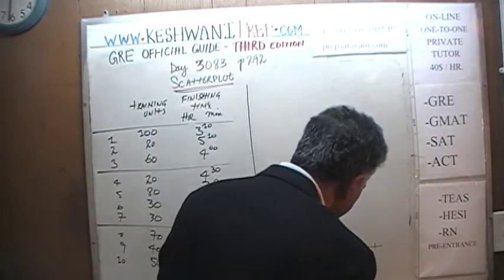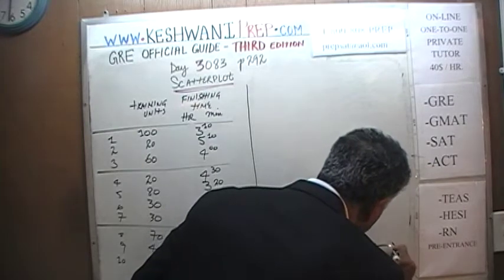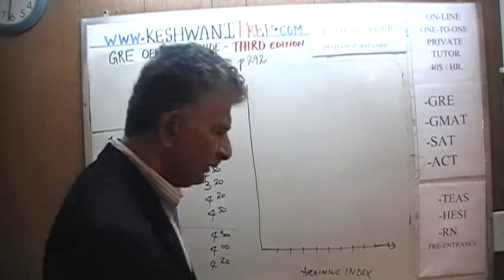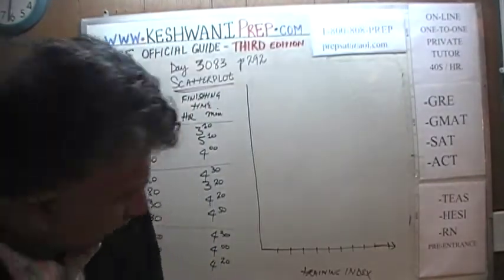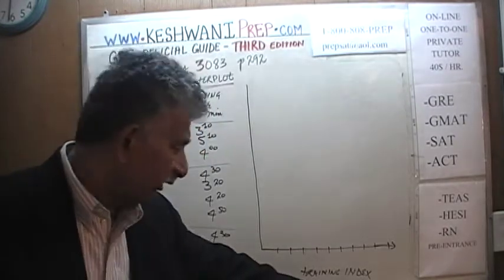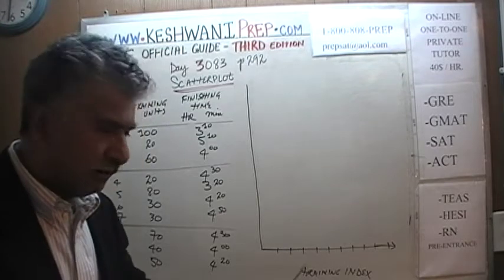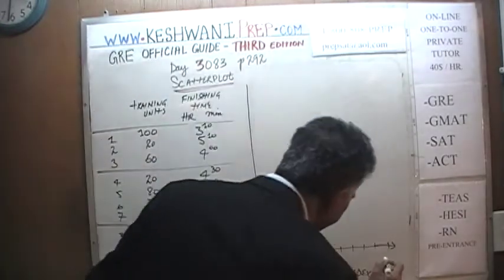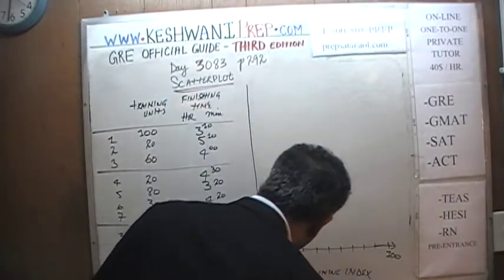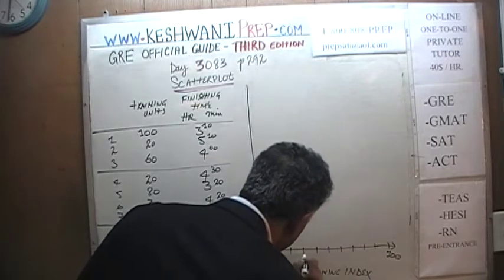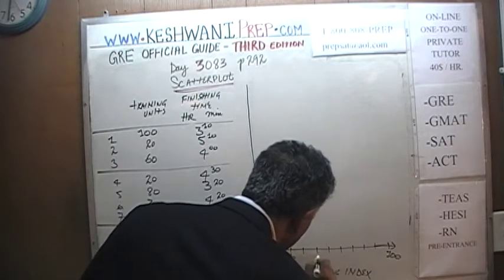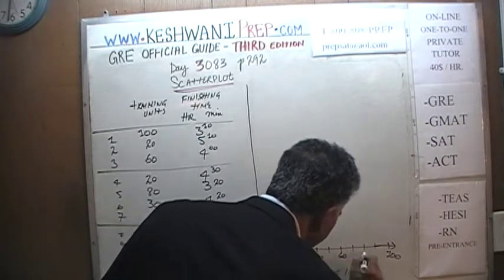And finally, 10. They have to be equally equidistant. These distances have to be all equal. So we do the best we can. We eyeball it, and we do the best we can. So this is 100. This was 10, 20, 40, 60, and 80.